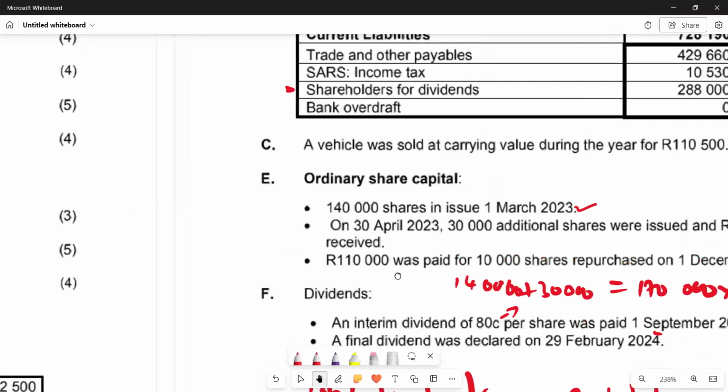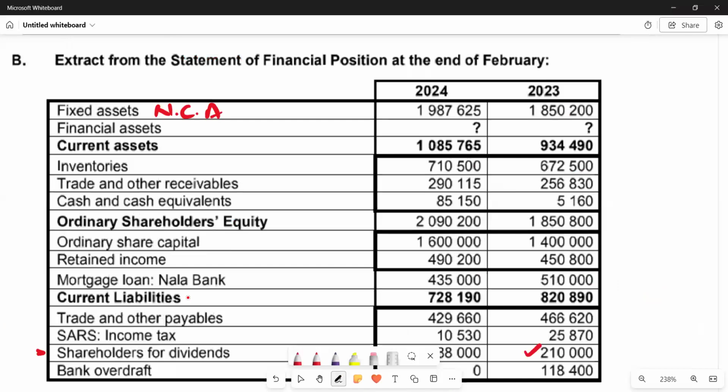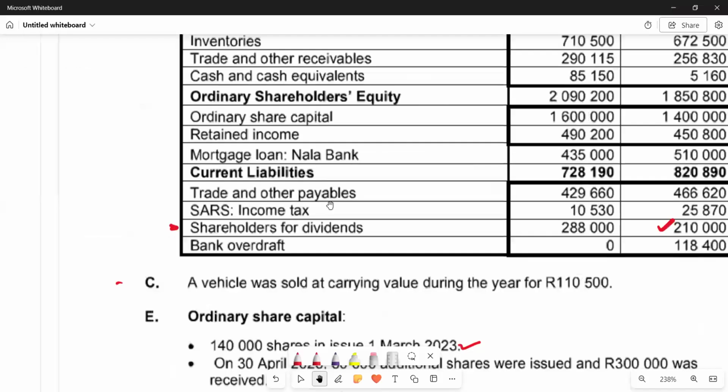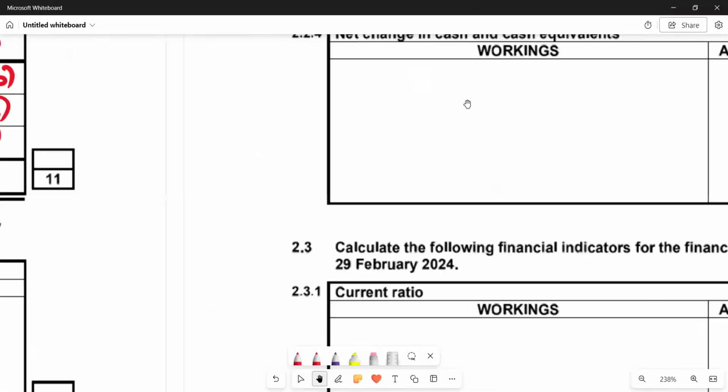If it's there, go to the additional information to look for disposal at carrying value. We come to note 6, they are saying a vehicle was sold at carrying value during the year of 110,500. So we add again disposal at carrying value, which is 110,500. And then we subtract our opening balance, which is 1,850,200. So this is the calculation that we are just going to summarize on our answer section and put as our correct answer.